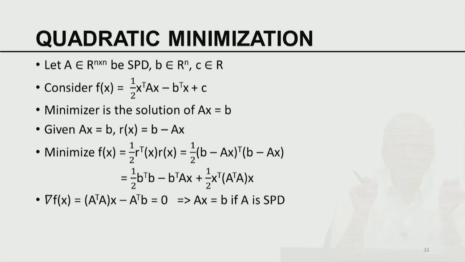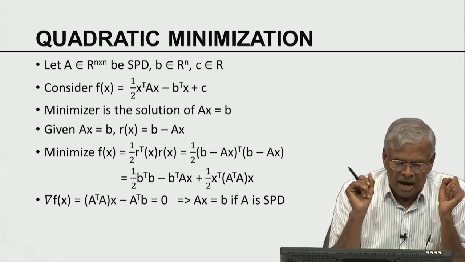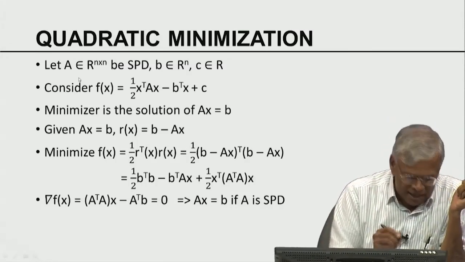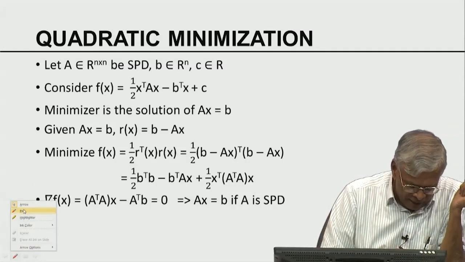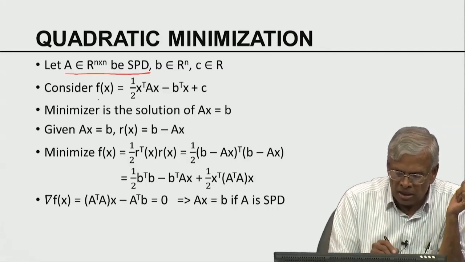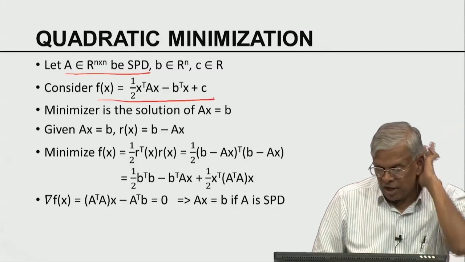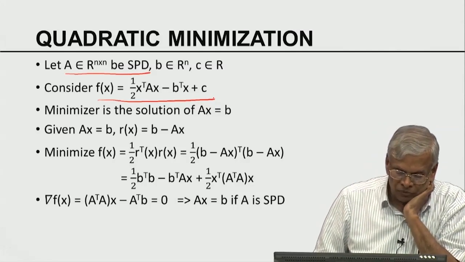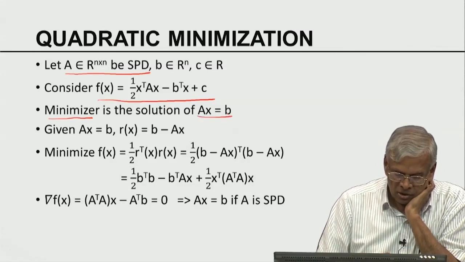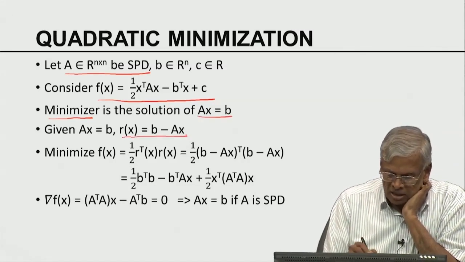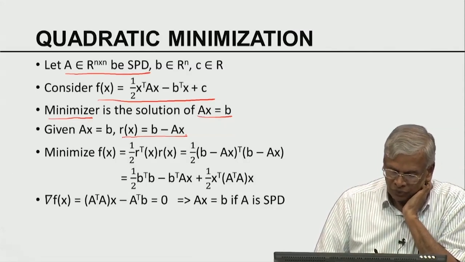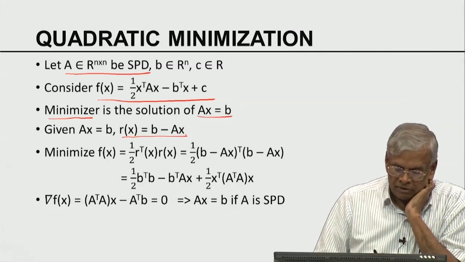So with that property at the back of our mind, I am now going to pursue the notion of quadratic minimization. Let A be an n by n matrix. So you can see I am still considering the model problem. A is SPD, and f of x is 1 half of x transpose Ax minus b transpose x plus c. The minimizer is given by Ax is equal to b. Let r of x be the residual, which is the negative of the gradient.